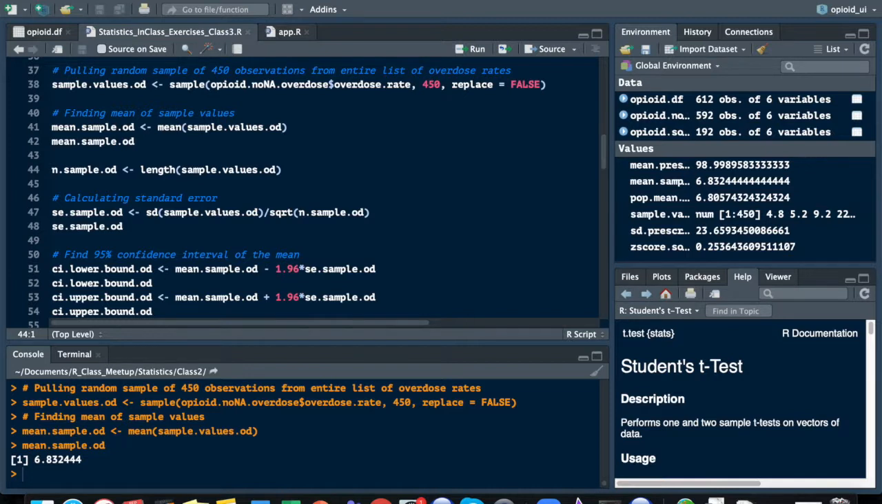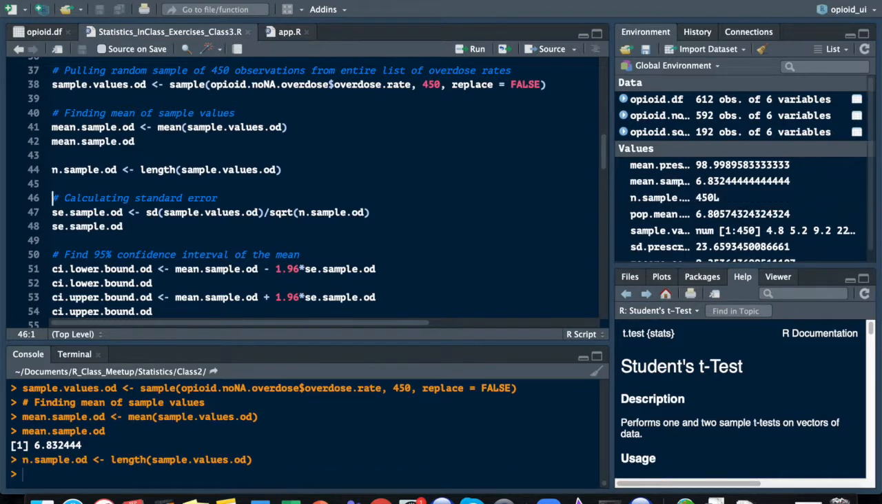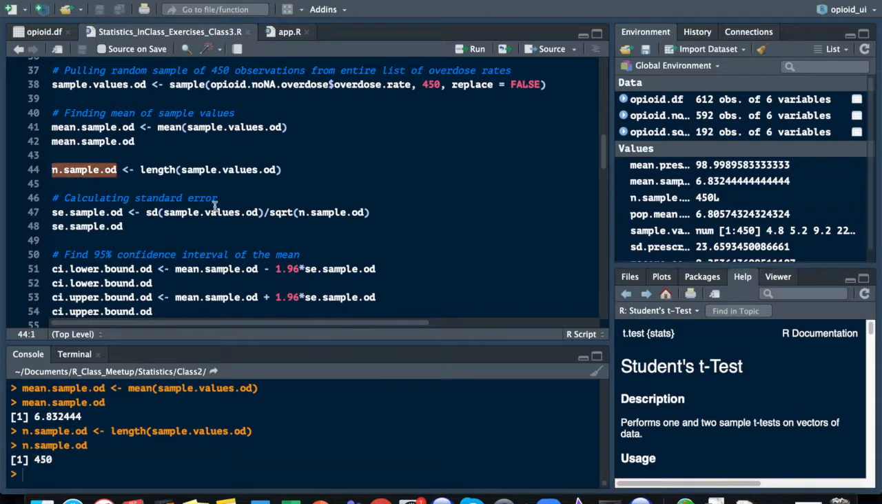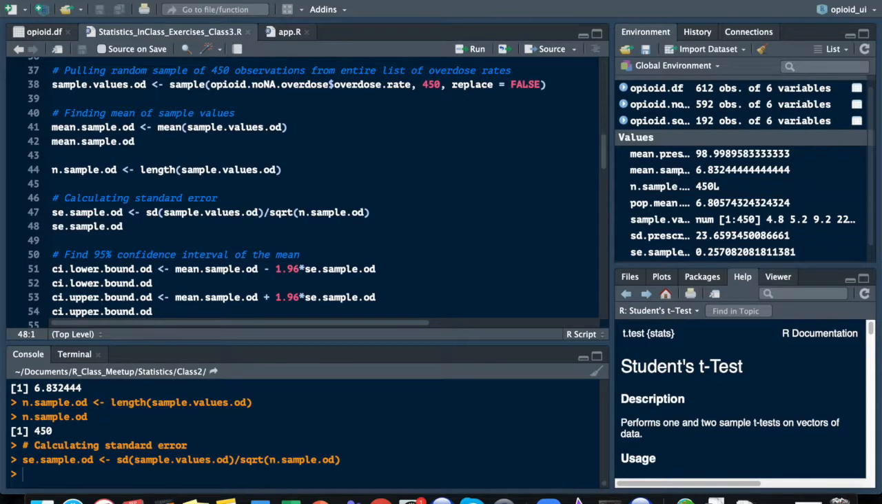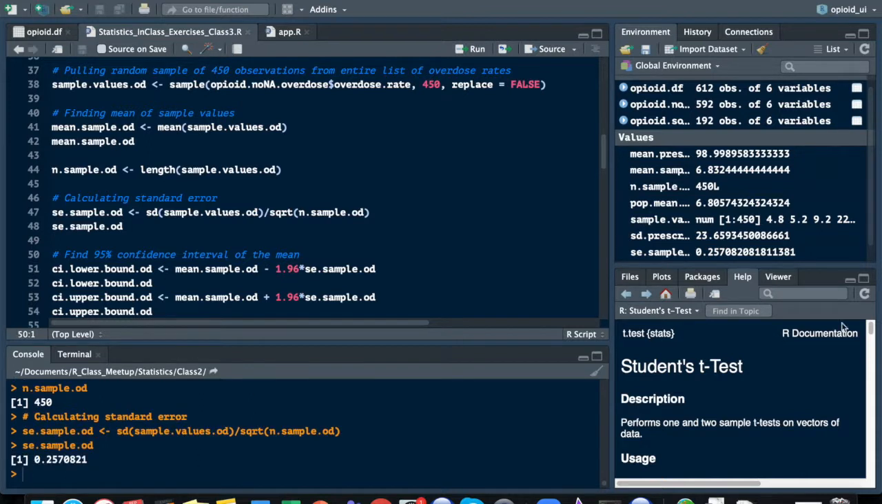Then we're going to find how many values we have in our data set. We check, there's 450, so the code worked. Now there's 450 randomly chosen counties in our data set. Now we're just going to find the standard error. That's the standard deviation over the square root of the sample size. We'll need that for our confidence interval. So we're seeing 0.25 in our sample.